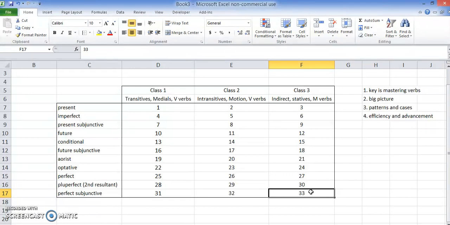Hopefully that was helpful, just to give you a broad overview of the Georgian verb and how to categorize them according to tenses and classes.